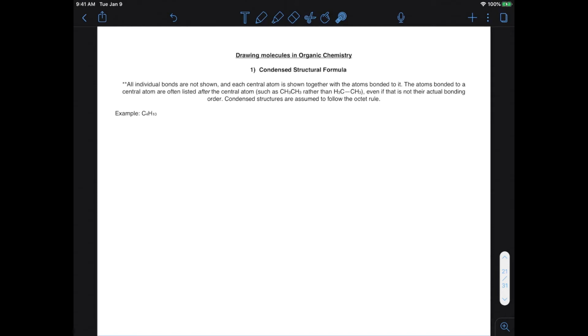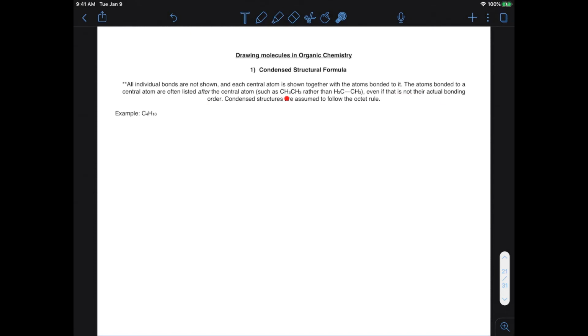So the first thing I want to talk about is condensed structural formulas. These slides will be a little bit text heavy just so I have some of the general rules written out for you all to follow. In condensed structural formulas, all individual bonds are shown, each central atom is shown together with the atoms bonded to it, and the atoms bonded to a central atom are often listed after the central atom. Such as like this, rather than having the actual bond shown, the atoms are just placed next to each other, even if that is not their actual bonding order, right?